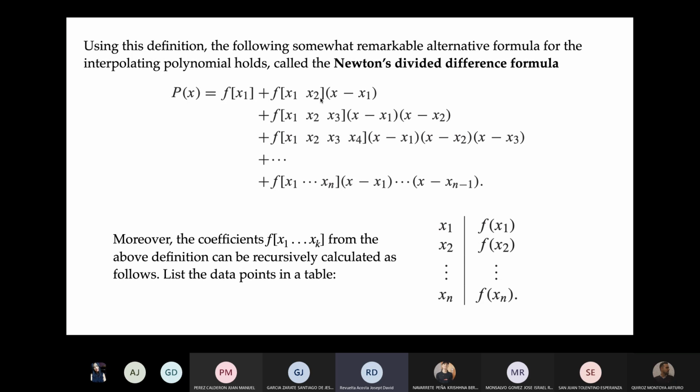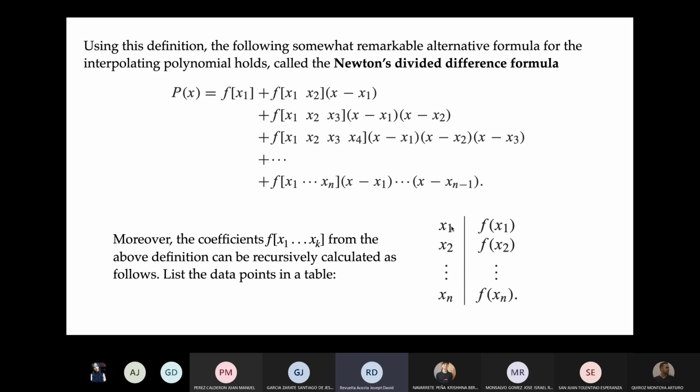Okay, so in general, after the coefficient, we have a multiplication very similar to the Lagrange interpolation. The first term doesn't have an x value, it is only a constant. For the second term, we have x minus x1. For the next, we have x minus x1 times x minus x2, and then the same thing for the others. So we just have to multiply the second terms as in the Lagrange interpolation. Moreover, the coefficients, in this case x1 to xk, from the above definition can be recursively calculated as follows.